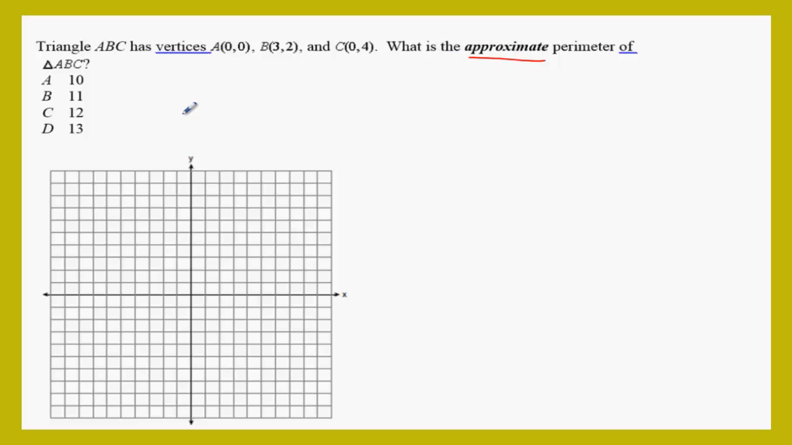Hi, I will be helping you today with finding the perimeter of a triangle. Triangle ABC has vertices (0, 0), (3, 2), and (0, 4). What's the approximate perimeter of the triangle ABC?